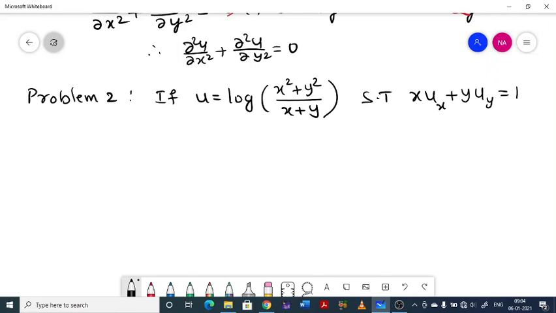Here you have to recall this one. Ux represents the partial derivative of u with respect to the independent variable x. Uy represents the partial derivative of u with respect to y. And the derivative of log x, d by dx of log x, is 1 by x. Actually that is 1 by modulus x, here also you have to write. But generally we don't use mod x. Derivative of log x is 1 by x. Keep that in mind.